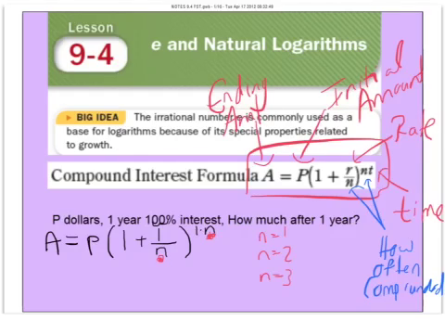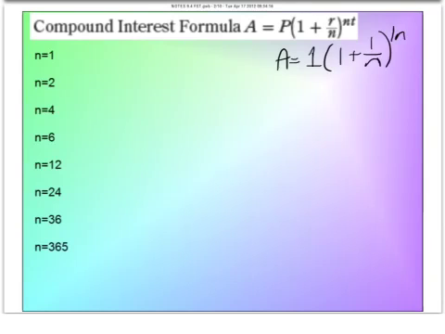So if we put $1 in the bank and we get 100% interest back, I want us to go and look at how this formula changes for different values of N. So let's go ahead and look at the next slide for that. So if we take the formula from the previous slide and we're saying that we're going to put $1 in the bank, again, this is $1 in the bank at 100% interest.